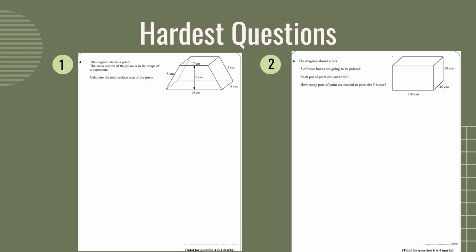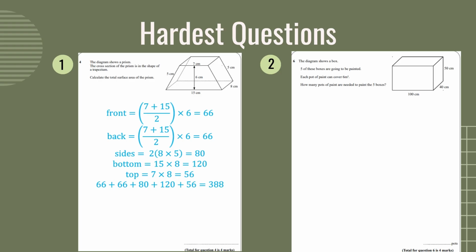First, we work out the area of a trapezium, which is A plus B over 2 times the vertical height. Not the slant height, must be the vertical height. So, we do 7 plus 15, all divided by 2, times 6, which gives us the answer of 66. And that is the same for the front and the back of the prism.